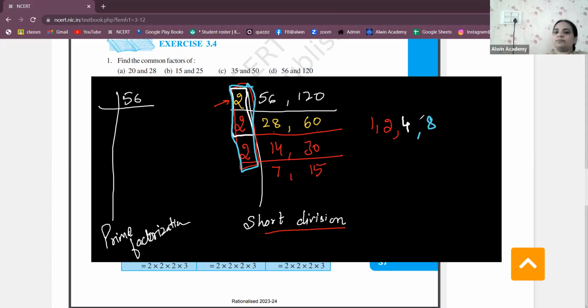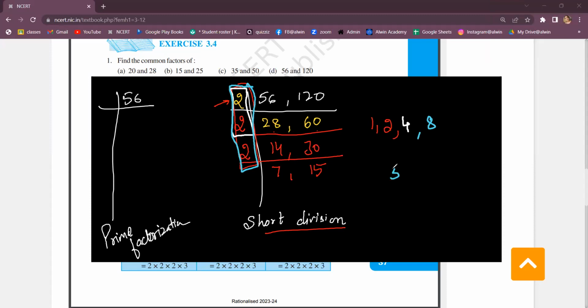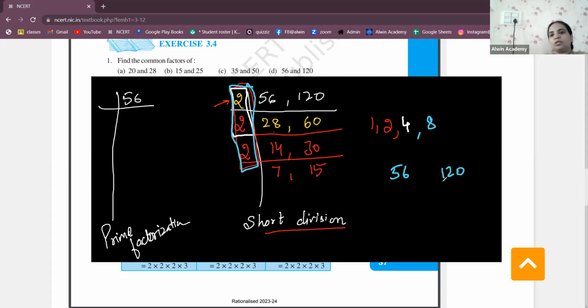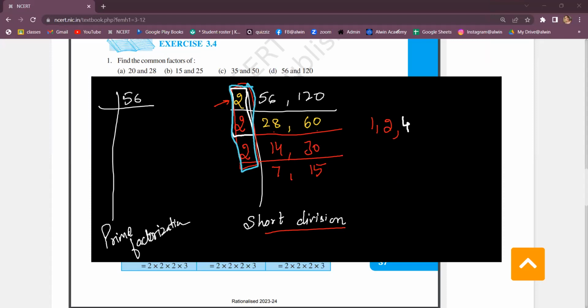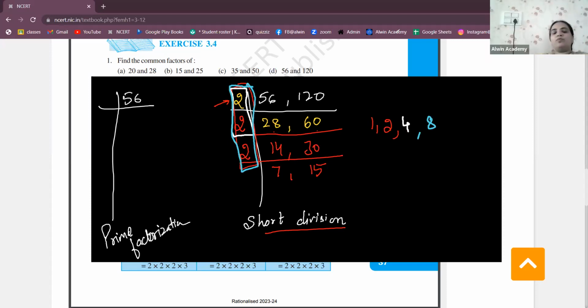Got it, beta, or not? If you want to check, 56 and 120 both can be divided by 8. 56 and 120 both can be divided by 4, both can be divided by 2 as well. Okay, clear or not, everyone? So what is the answer? That is 1, 2, 4 and 8. Got it, bache?